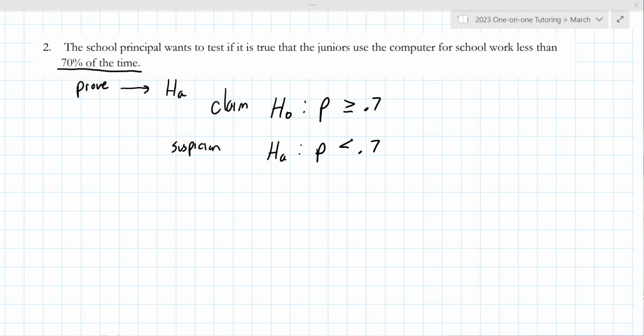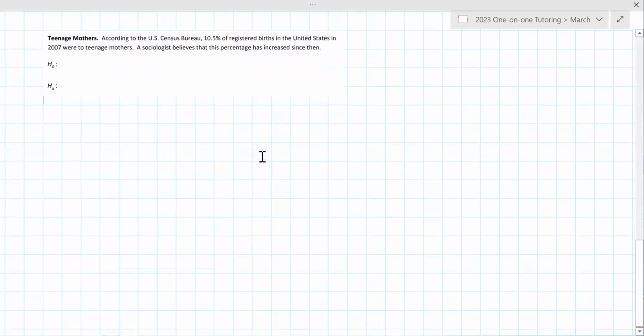Let's look at some different examples. These are not written well, and I can see now why this is so unclear. Okay, let's look at another problem here.